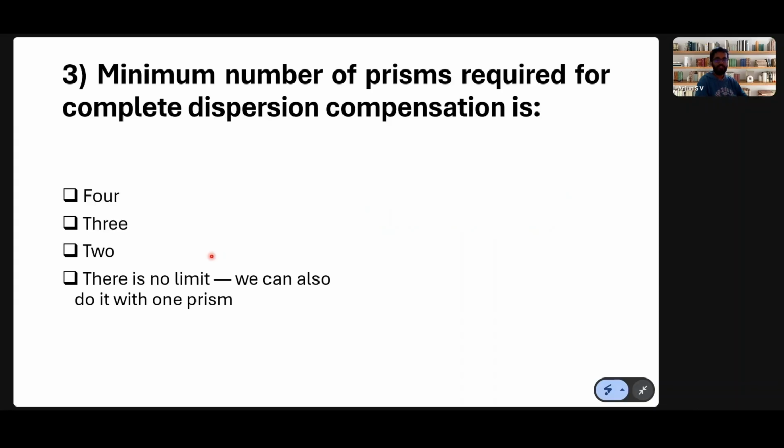Question number 3: the minimum number of prisms required for complete dispersion compensation is how much? This is a tricky question because for complete dispersion compensation we do not have any actual limit. We can use as many as we want. So the correct option is there is no limit. We can also do it with 1 prism.